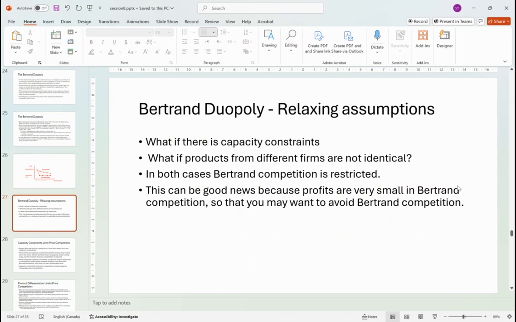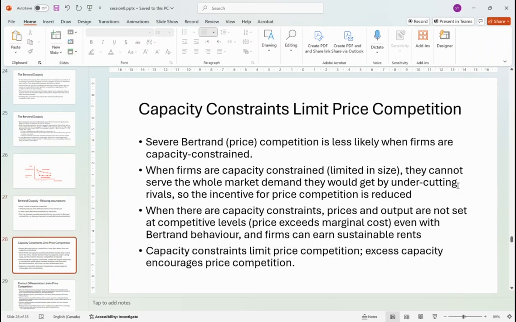The second assumption we can relax is, what if they are not producing the exact same product? The products are not identical, but we have some sort of differentiation across the products, right? In both cases, the price at the equilibrium is not going to be exactly the same as the competitive price. And that means there would be some positive economic profit left for each firm, right? For example, under capacity constraint, like I said, each firm is not able to produce for the entire market.